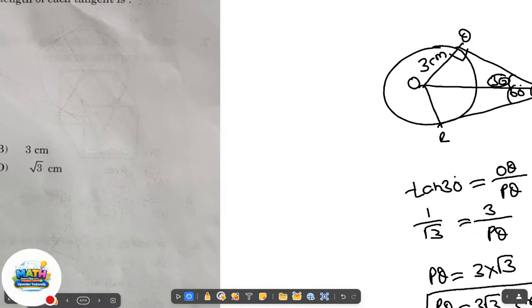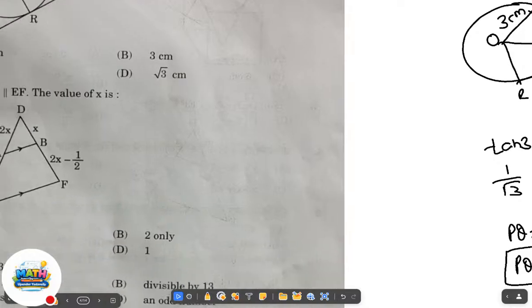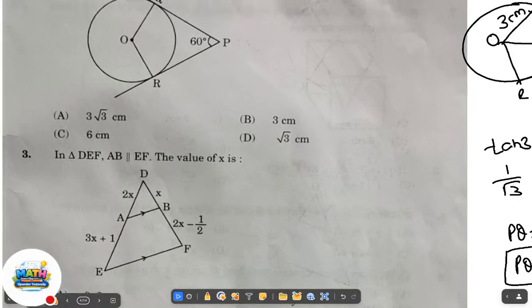Let's check the options. 3 root 3 centimeters. Yes, option A is the right answer here.